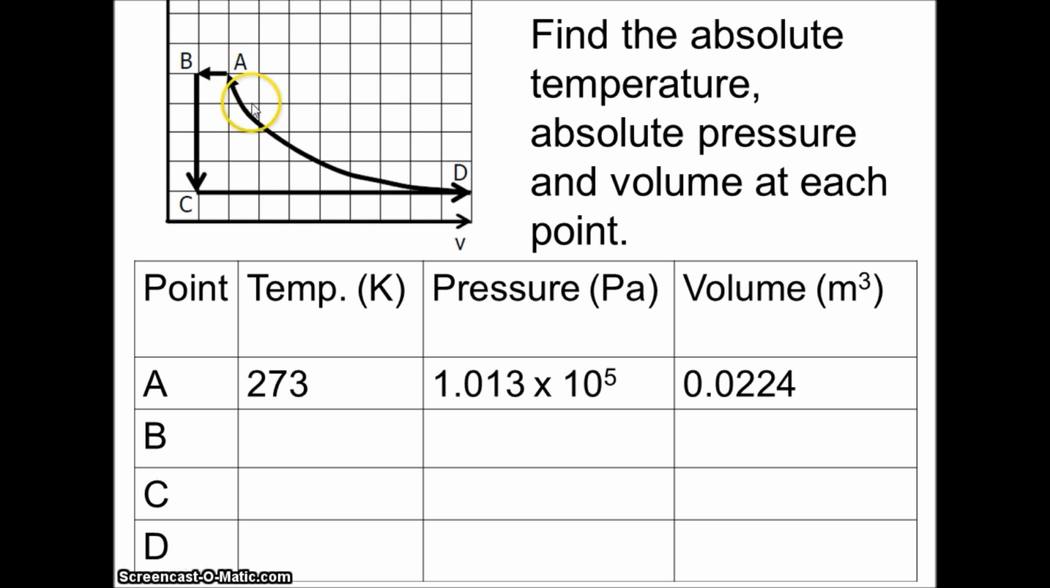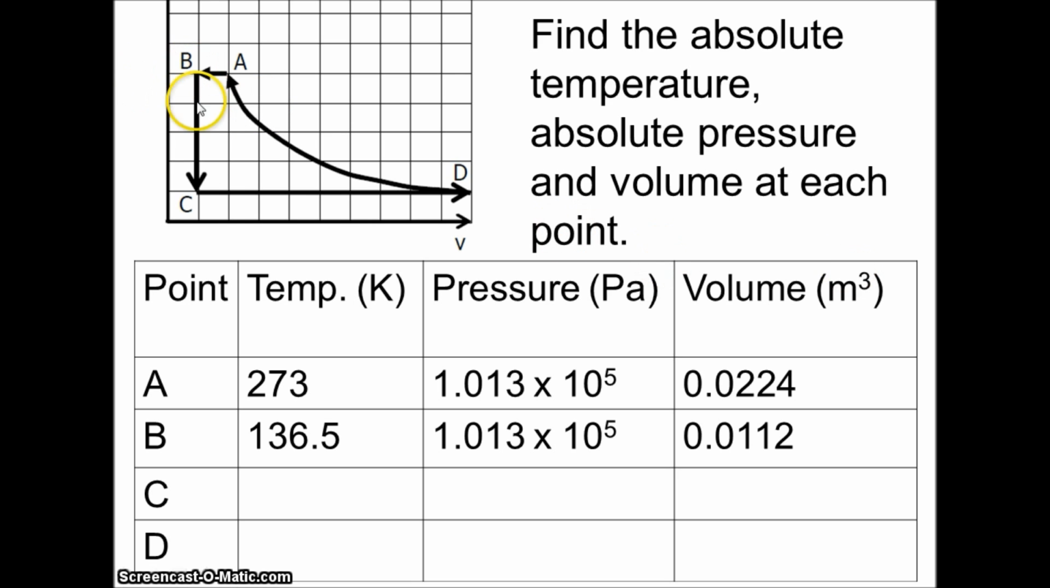Moving from A to B, that's an isobaric process, so the pressure is going to be the same. We can also see that the volume went down exactly half. It went from this reading to this reading, where this is 0 over here. So the volume is going to be 0.0112. We can use PV equals nRT again, or the combined gas law, to figure out the temperature. And the temperature is 136.5 Kelvin.